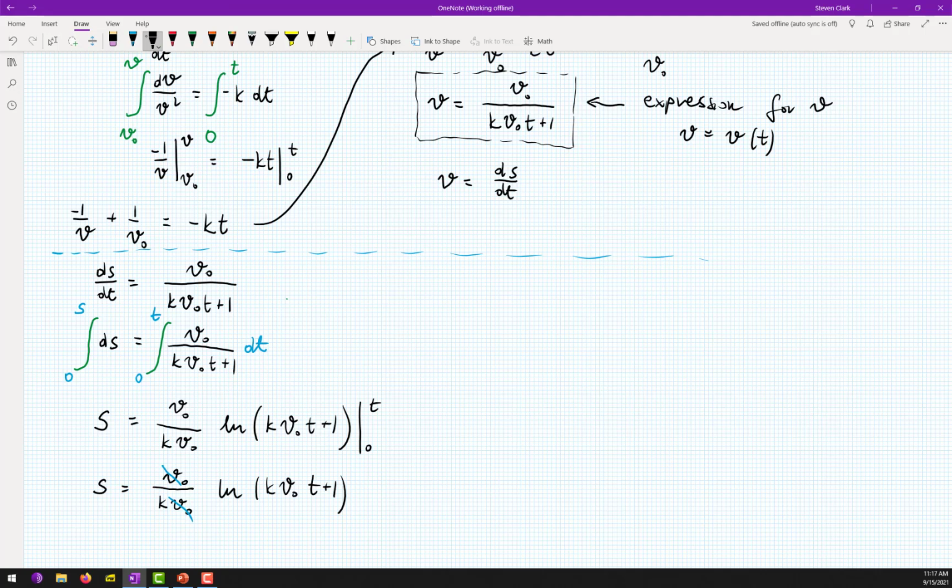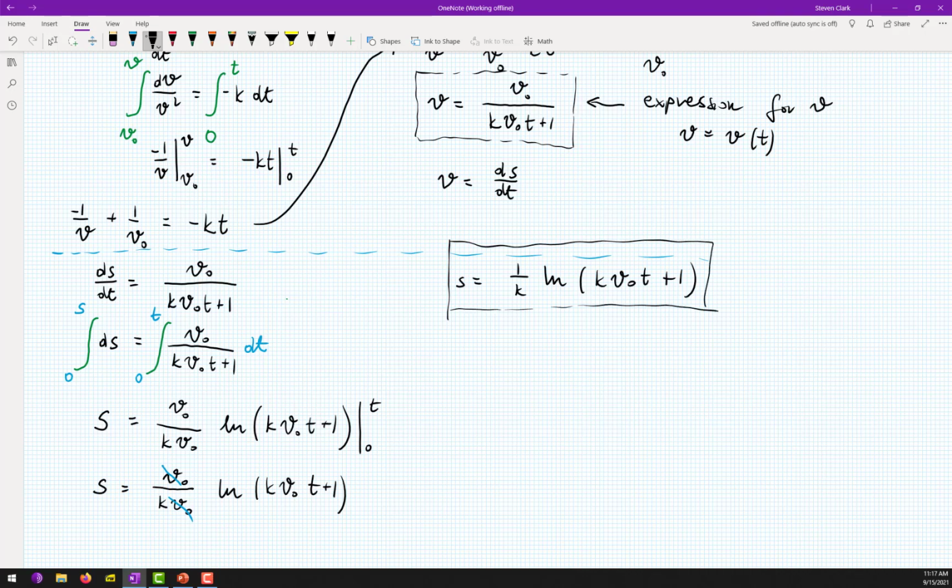Okay, so we will have very quickly. Sorry, I don't know why I wrote it like 3 times. That was not smart of me, sorry. Okay, so we have an expression for s right now. So this is basically position expressed as a function of time, right? Is this what they ask us for? Not yet, there's one extra step.